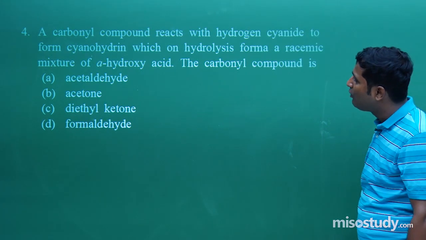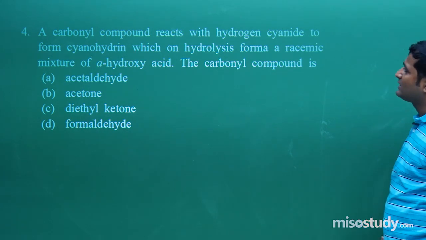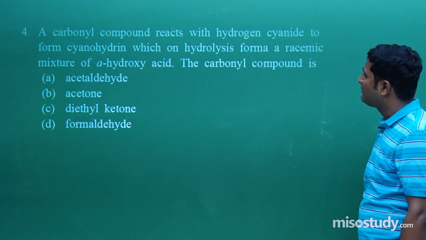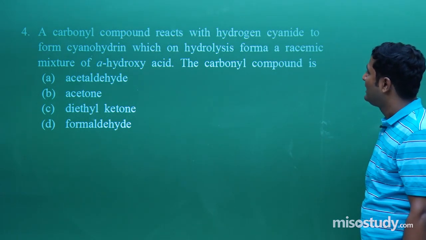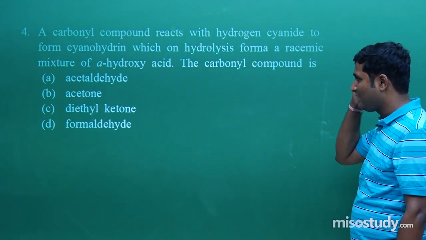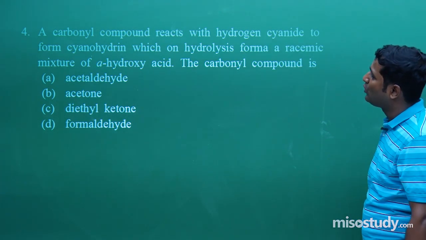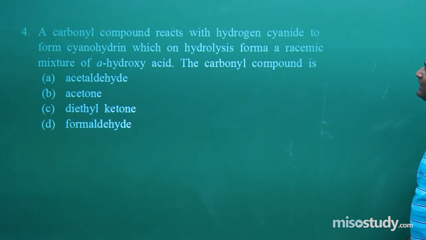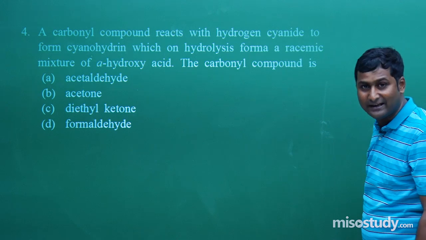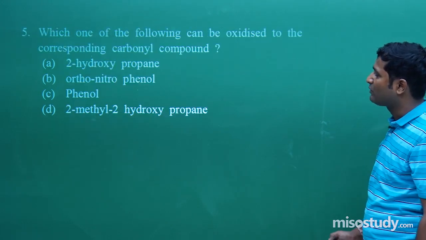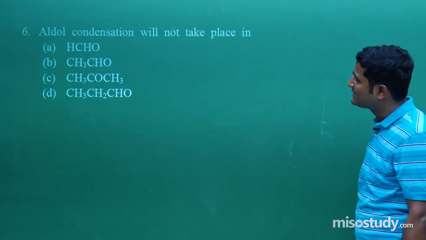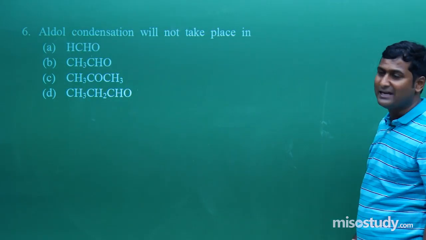For question number 4, a carbonyl compound reacts with hydrogen cyanide to form cyanohydrin, which on hydrolysis forms a racemic mixture of alpha hydroxy acid. The carbonyl compound is acetaldehyde. Clear? A is the correct option. For question number 5, A is 2-hydroxypropane. For question number 6, aldol condensation, A is the correct option.